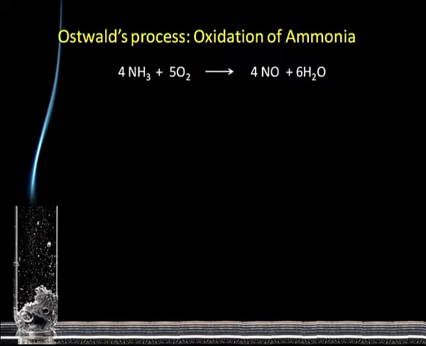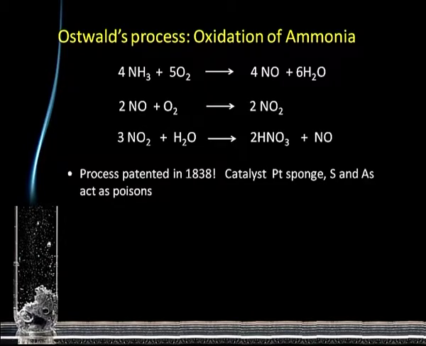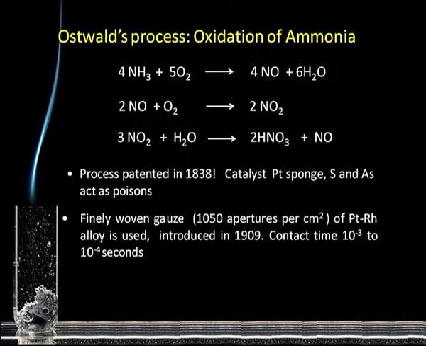The second example again involves ammonia: oxidation of ammonia in the manufacture of nitric acid. The steps involved in the reaction are these, and here we initially used platinum sponge, which was patented in the year 1838. Then it was found that it is not that suitable. A platinum gauze was used, a very fine mesh with 1050 apertures per square centimeter. That showed some recrystallization of platinum, formation of crystallites, decreasing the activity and making the platinum wire brittle.